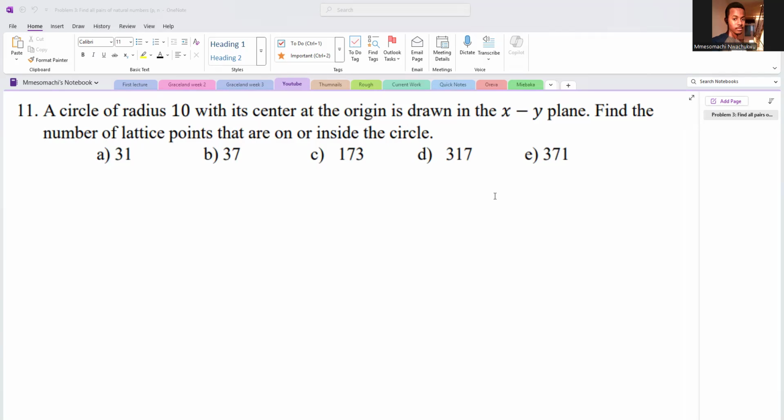So I'm looking at the 11th problem from the Special Maths contest 2023, the first round, and it says a circle of radius 10 with its center at the origin is drawn in the XY plane. So find the number of lattice points that are on or inside the circle.